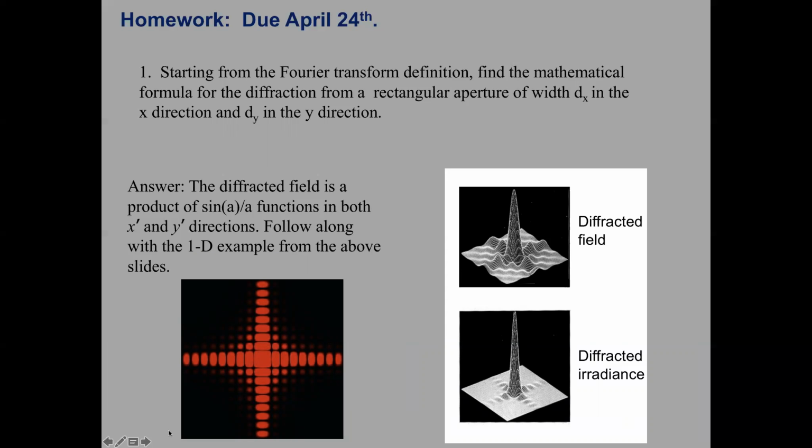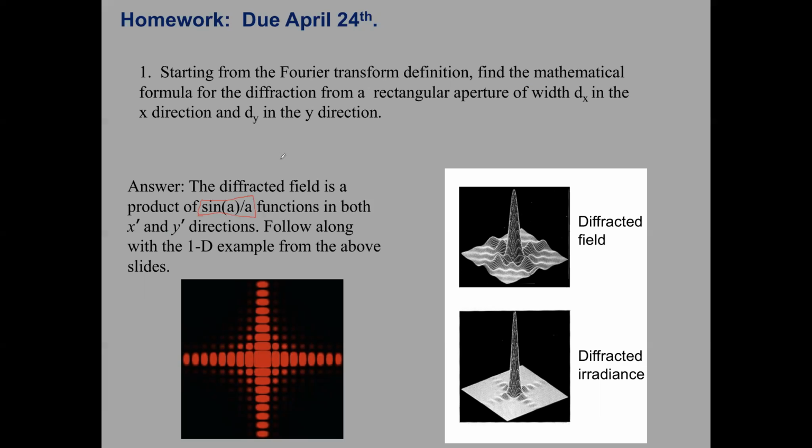The diffraction pattern for a square aperture, this is a photograph here in the lower right of the diffraction pattern using a red laser beam. You get the same type of sine theta over theta pattern for the electric field, but you will get this pattern in the x direction and the y direction. So what you should expect is something like sine x prime divided by x prime times sine y prime over y prime for this two-dimensional version of the diffraction pattern.